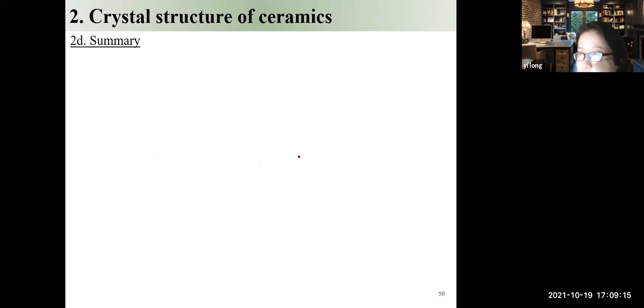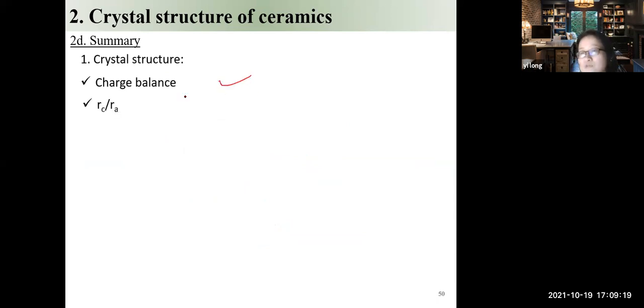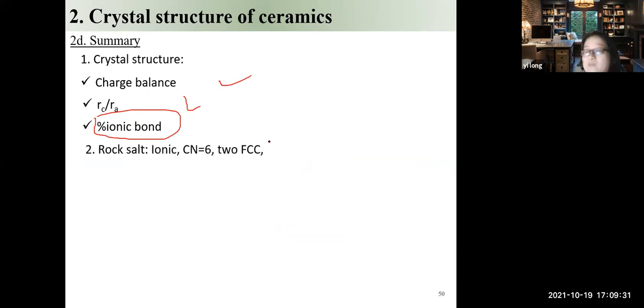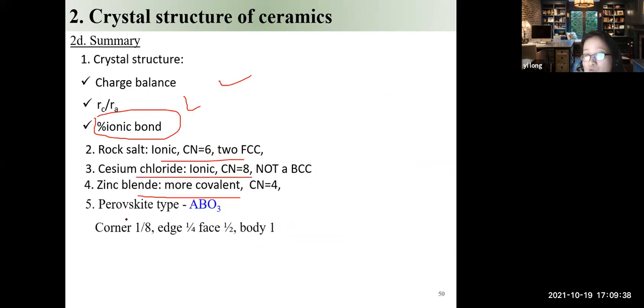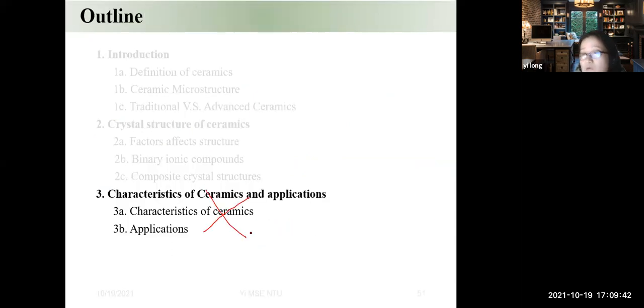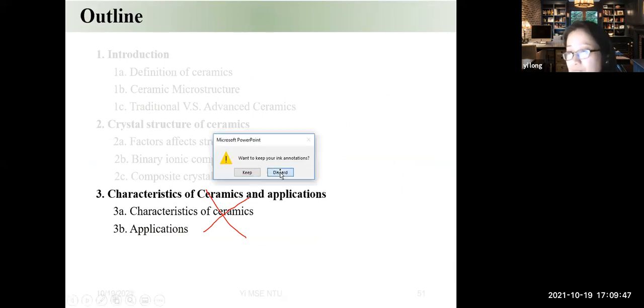Another summary. Charge balance, and the big 3 things: RC over RA, and also the ionic bond. These are the simple version, just keywords. Please use the correct version in the main text. Also, the rock salt is something like this, cesium chloride something like this, zinc blende something like this. And what is perovskite? It's something like this. All this you need to remember. This one is not required. So this is chapter 1.